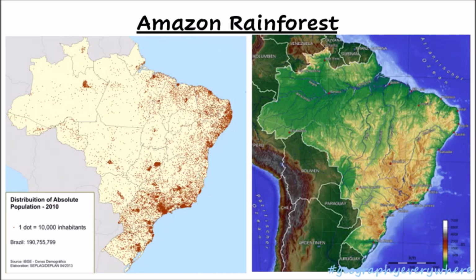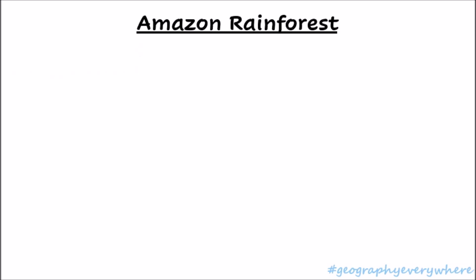Let's look at another area that is quite sparsely populated. In the north of Brazil, there is the Amazon rainforest. And if you look at the population distribution map, you will notice that it is the most sparsely populated area of all of Brazil. If you look at the topographic map, you will realize that in this area there are many rivers, which are the tributaries of the Amazon River, and it is covered in forest. So why don't people live here?